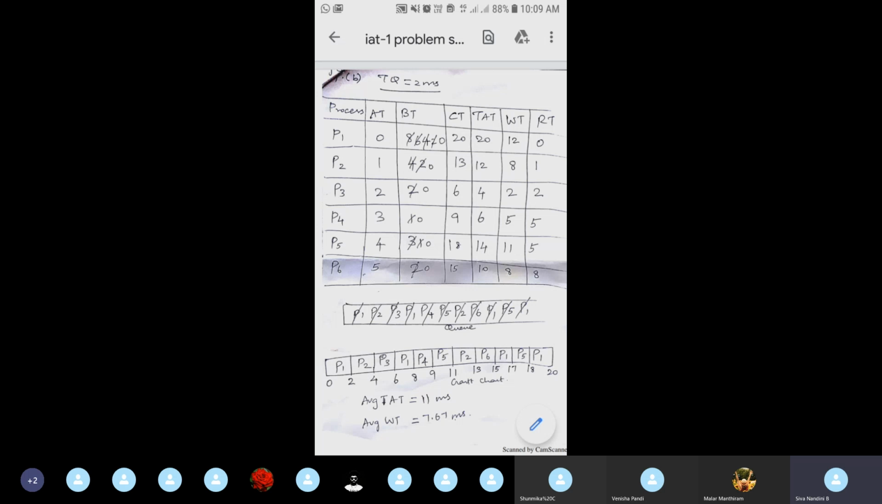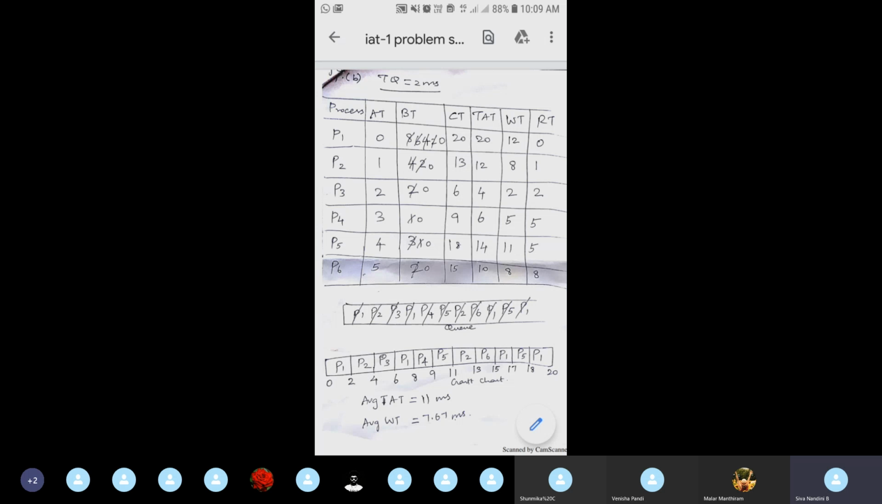Next, what is the next process in the queue? After P3, the next process in the queue is P1. This P1 will be executed for the time quantum of 2 millisecond, from 6 to 8 millisecond. After executing another 2 millisecond, it has 4 millisecond of burst time remaining to complete. So after P6 we will include P1 in the queue.